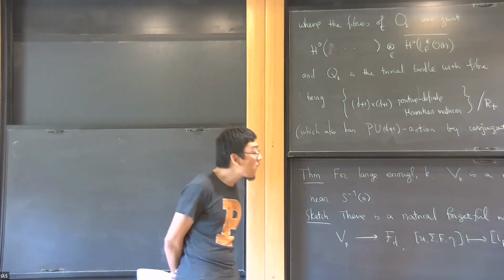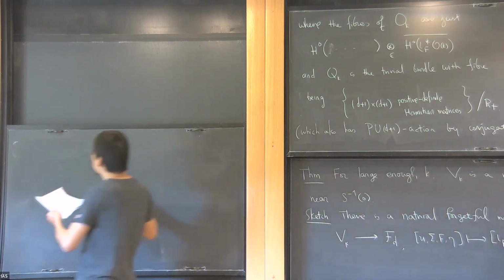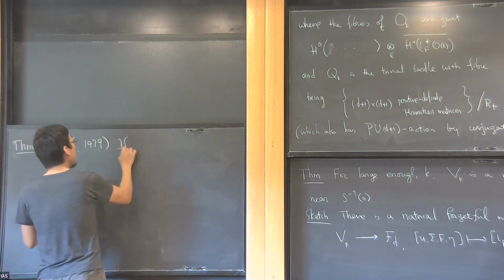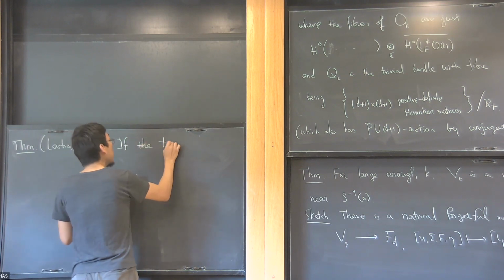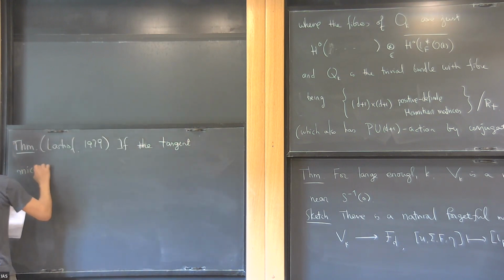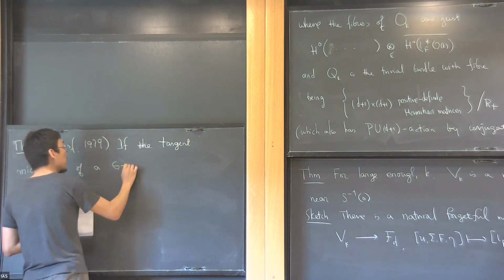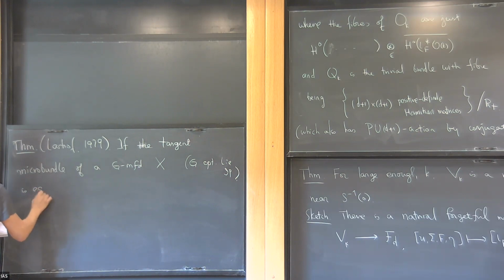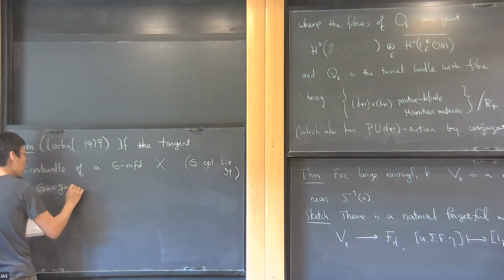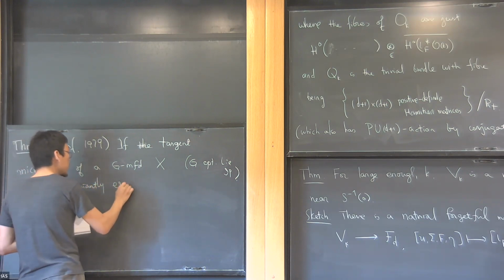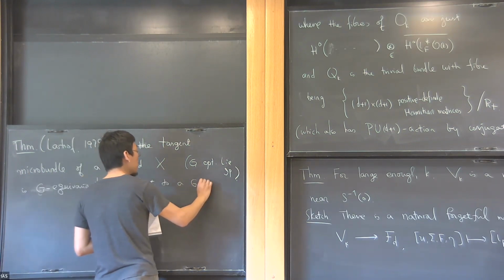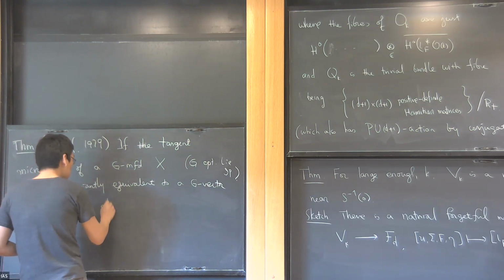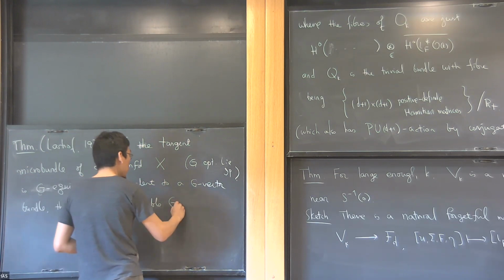Okay. So let me state the theorem by Lashof. If the tangent microbundle of a G manifold X, where G is a compact group, is G-equivalent to a G vector bundle, then X admits a stable G smoothing.